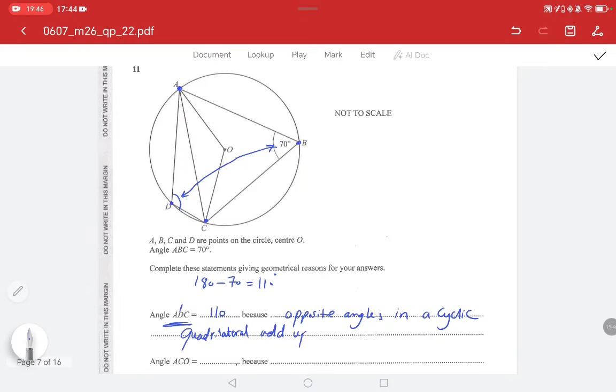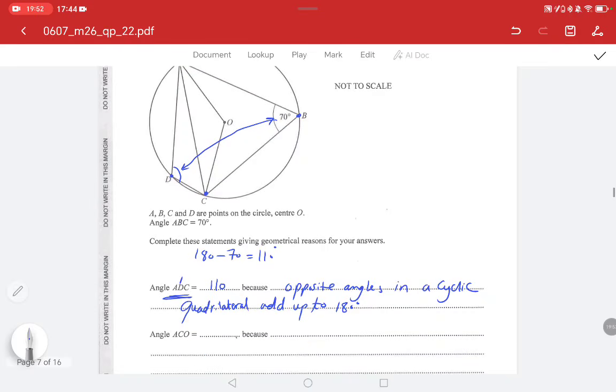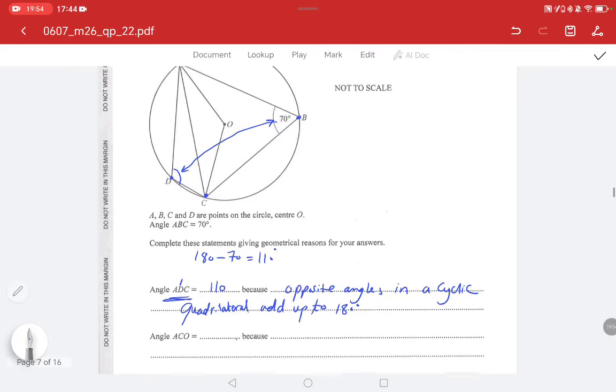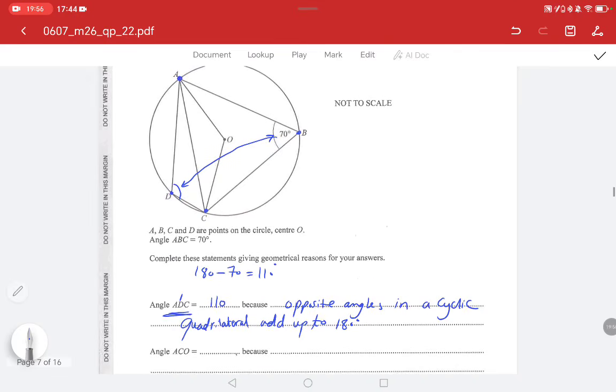Add up to 180 degrees. Okay, next one. Find angle ACO. ACO. So where is C? So it means this one. Okay, ACO. We need to find this angle.